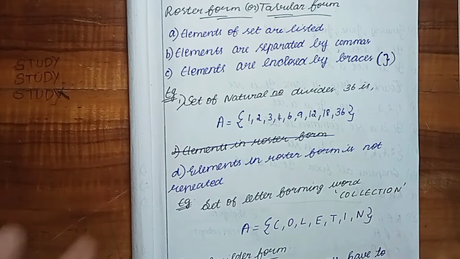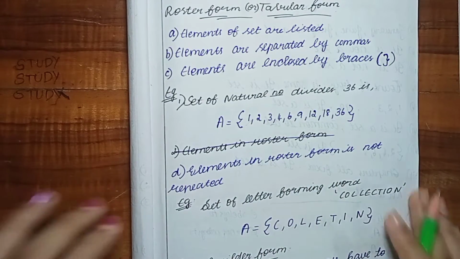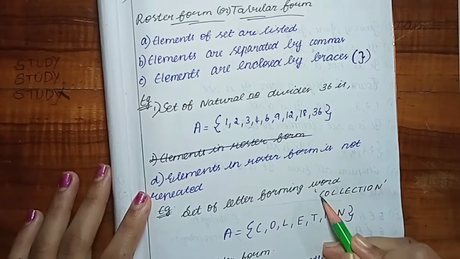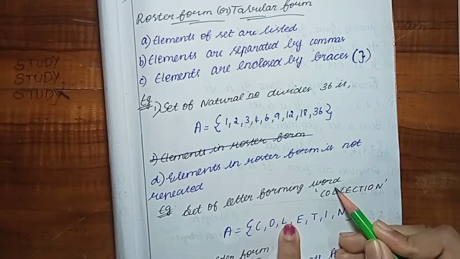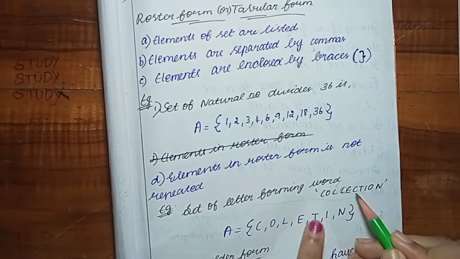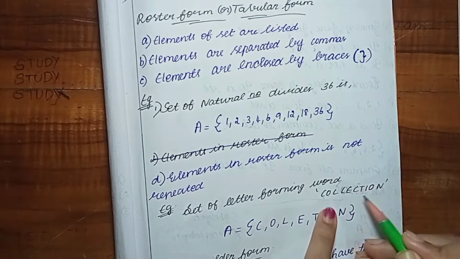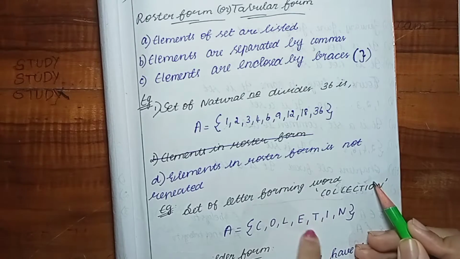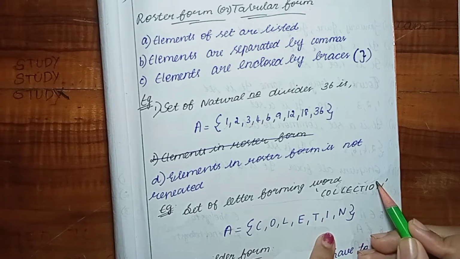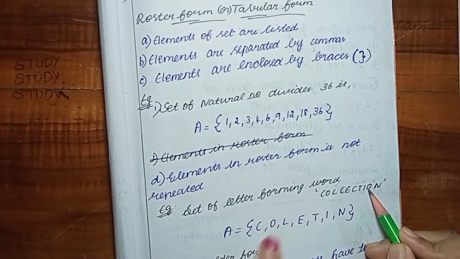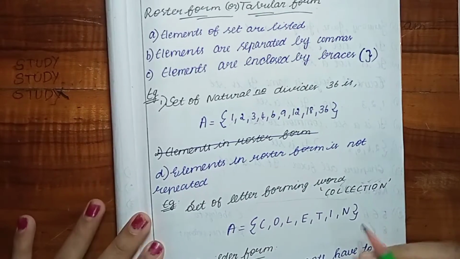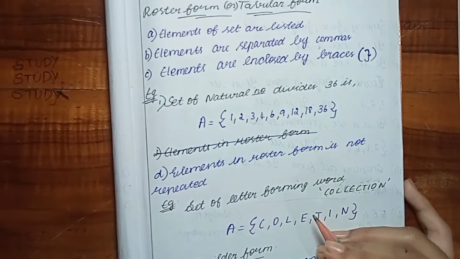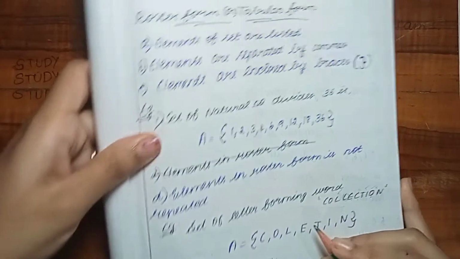Elements in roster form are not repeated. For example, in the word COLLECTION, L will not be repeated, it will be taken only once. C will not be repeated. T will be written, I will be written. O will not be repeated, you have already written O here. And then N. This is what we call roster form or tabular form.